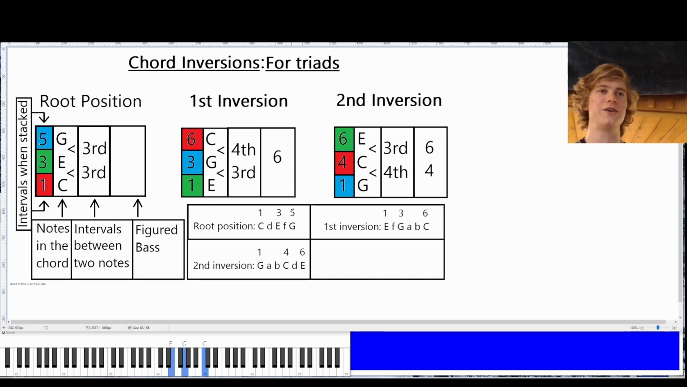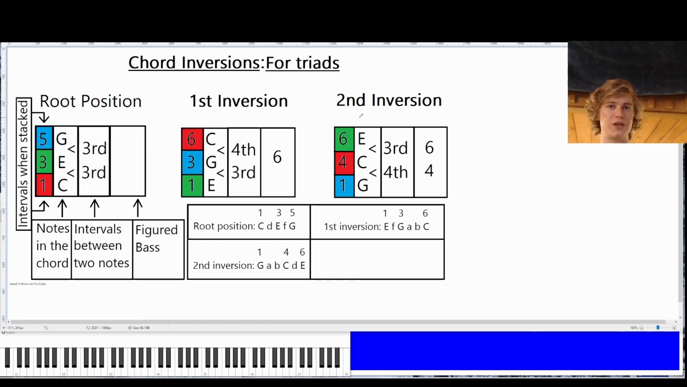And as you can see down here, it shows you the notes that you're playing, your 1, 3, and your 5, and then the notes in between that. So you have your C, D, E, F, and G. It helps when you say the chord notes loud and when you say the non-chord notes not as loud. Same thing with first and second inversion.